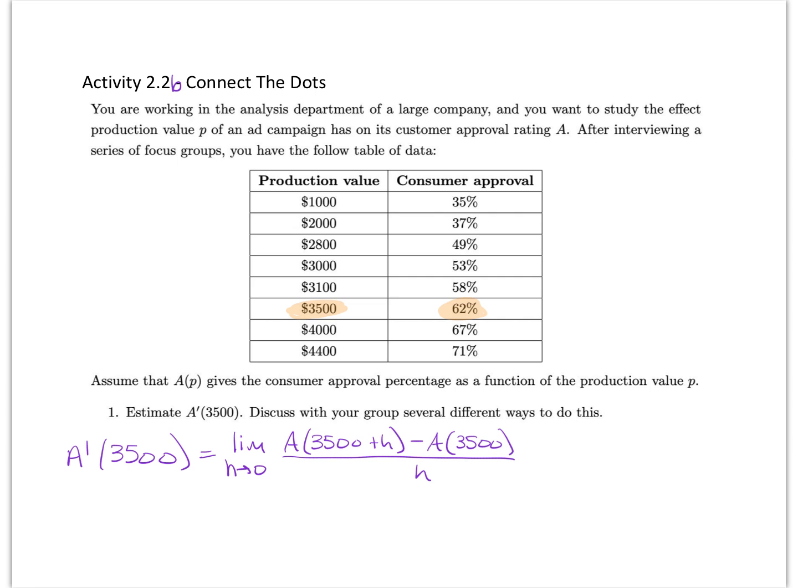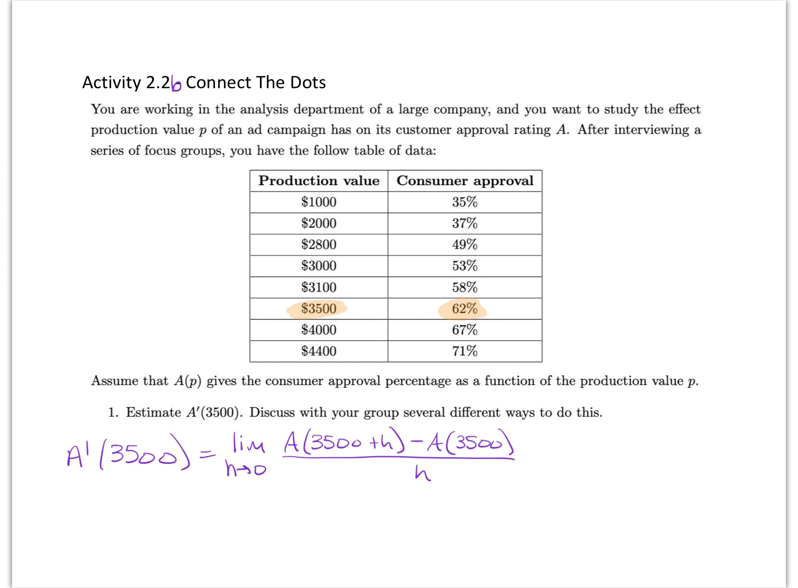But I don't have a formula to use to actually take this limit. So the best I can do is approximate this limit using as small a value of h as possible. I could use the interval from $3,500 to $4,000, or I could use 3,100 to 3,500. I want to use the smallest h possible, so I'll probably use the 3,100. But there is no right or wrong answer here. They're both estimates and both valid.